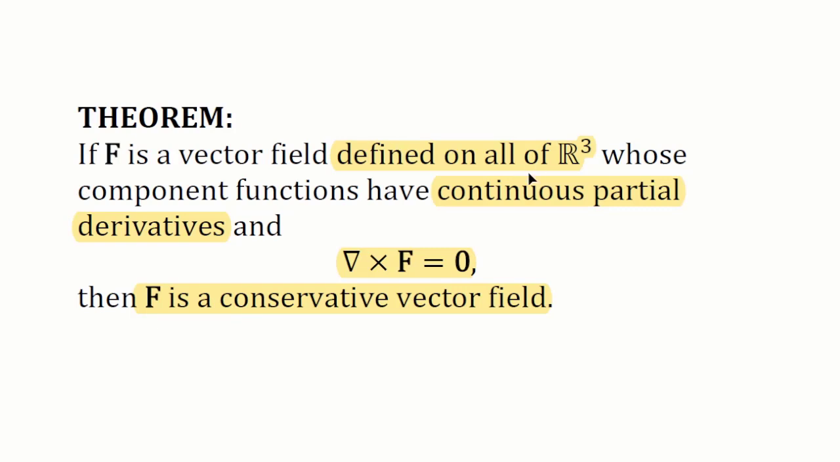some field may not be defined on all points of R3. So some fields fail this. Some other fields don't have continuous partial derivatives. So even if we have this condition that the curl of the vector field turns out to be a 0 vector, it's still not going to guarantee that the vector field is a conservative vector field. However, if we meet all three requirements, the vector field is defined on all points in R3, having continuous partial derivatives on all component functions, and the third one, important here, the curl equals 0, then F is a conservative vector field.